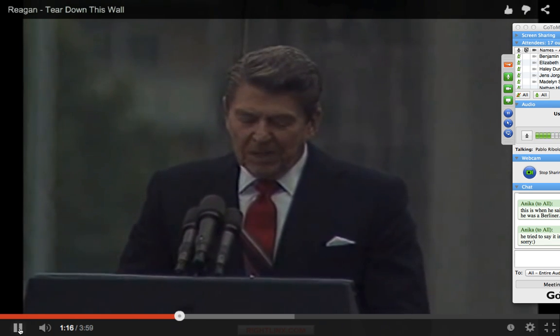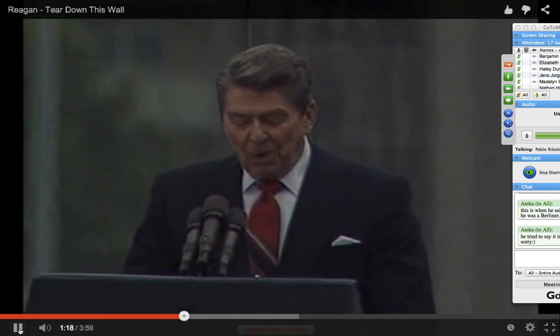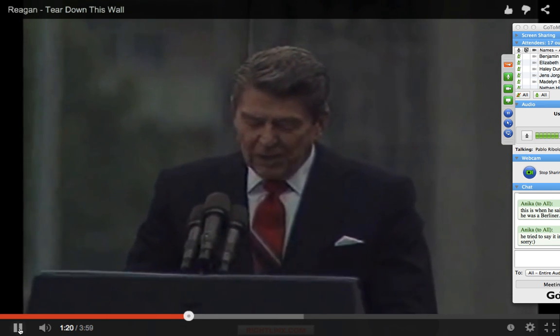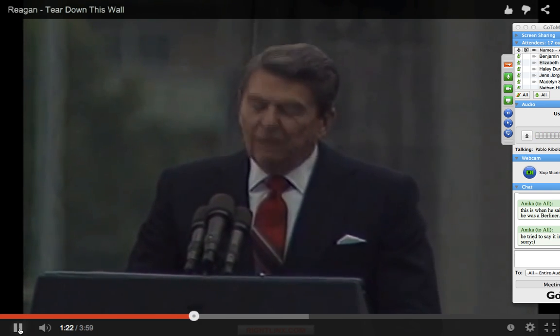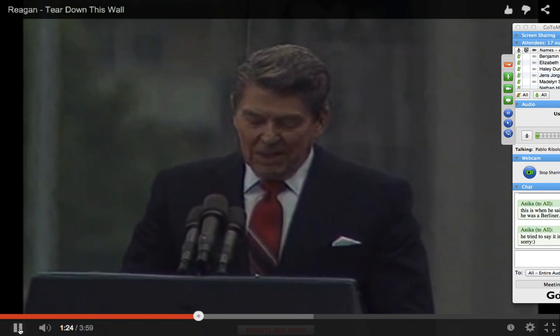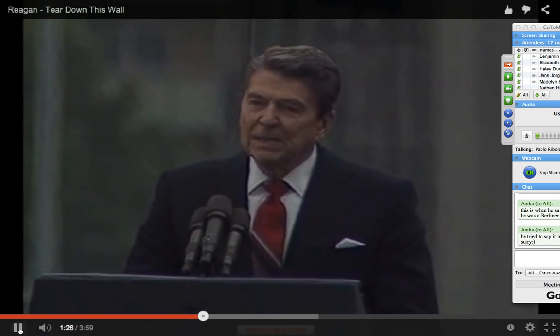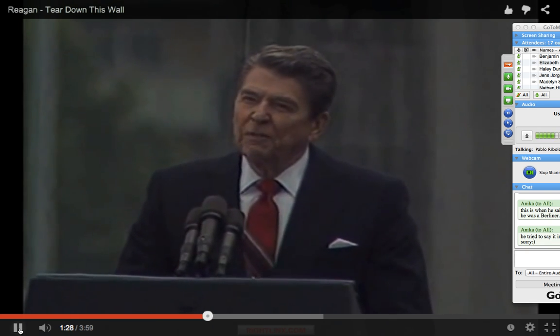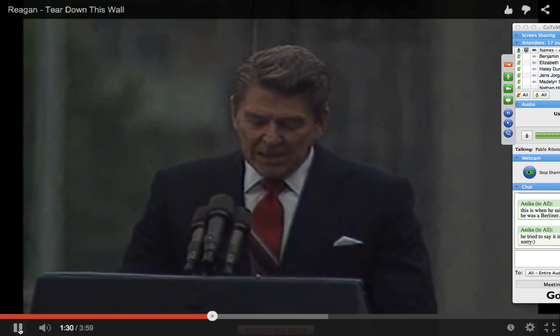If you seek peace, if you seek prosperity for the Soviet Union and Eastern Europe, if you seek liberalization, come here to this gate. Mr. Gorbachev, open this gate.